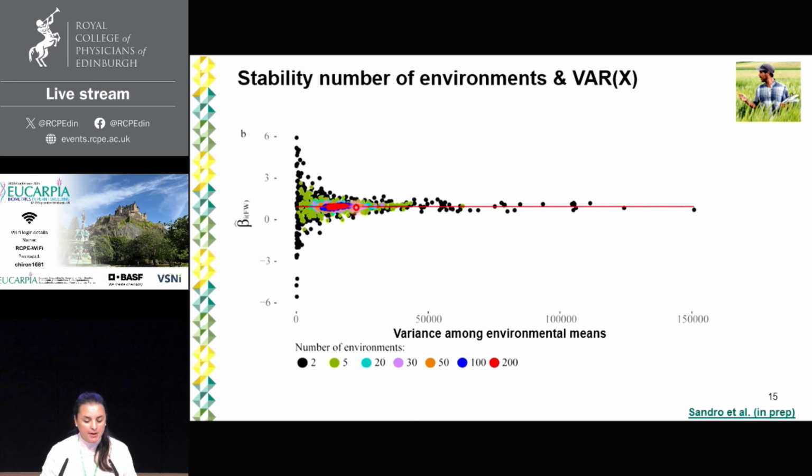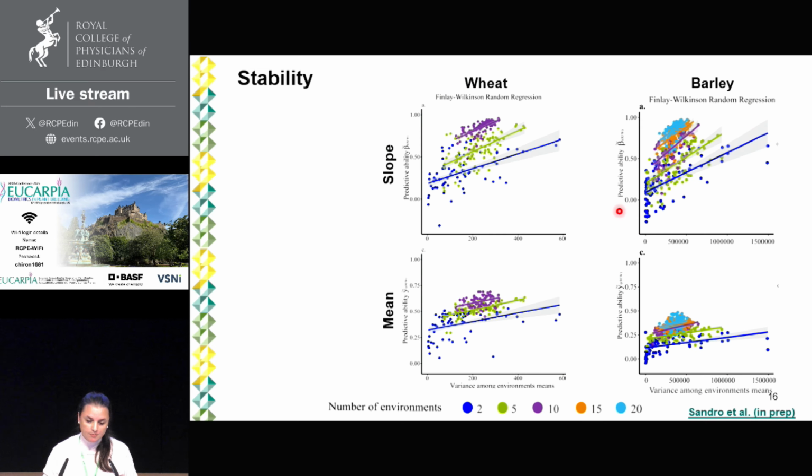You can see that with the 200, we get very good estimates. So this is our asymptotic truth for the slope of that genotype. With 2 environments, you get a lot of variability, especially when the variance between environments, not within, between environments, is very high. Okay, and so with high variances, we get very good predictions. We looked at the predictive ability and found the same patterns. Few environments are good, more environments are better, and it is good if we have high variance.